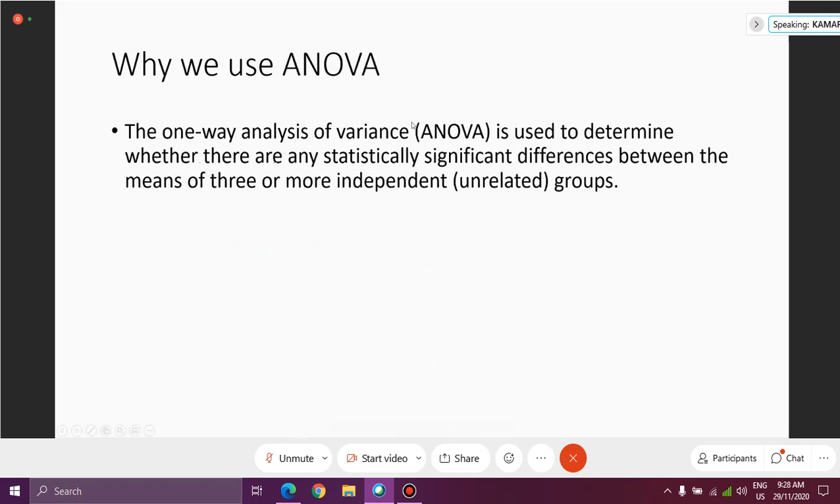So again, when we have 3 or more groups to compare, what do we want to compare? We want to compare the variation. Then we do analysis of variance, and these groups should be independent.